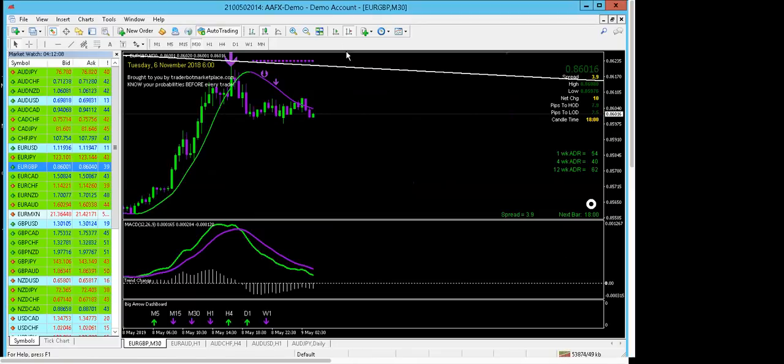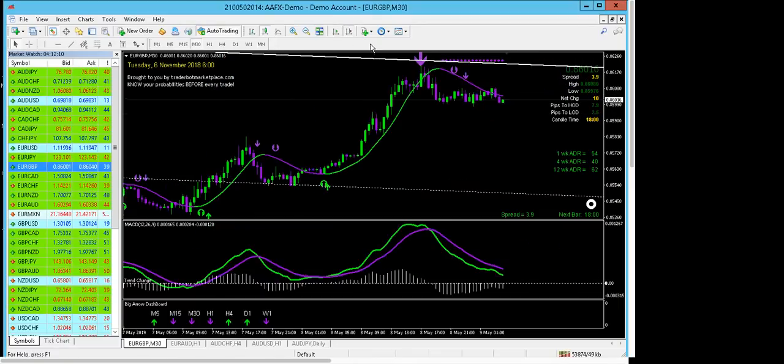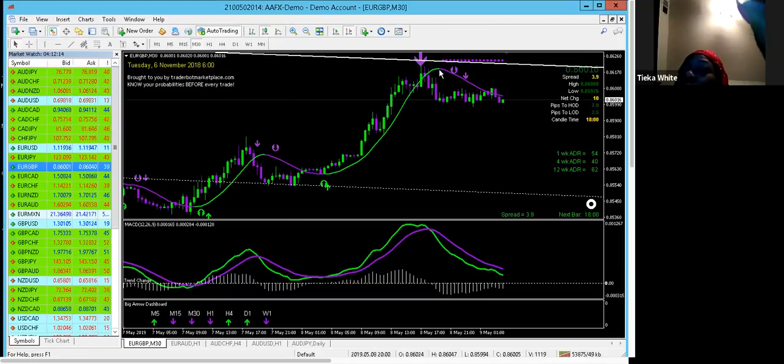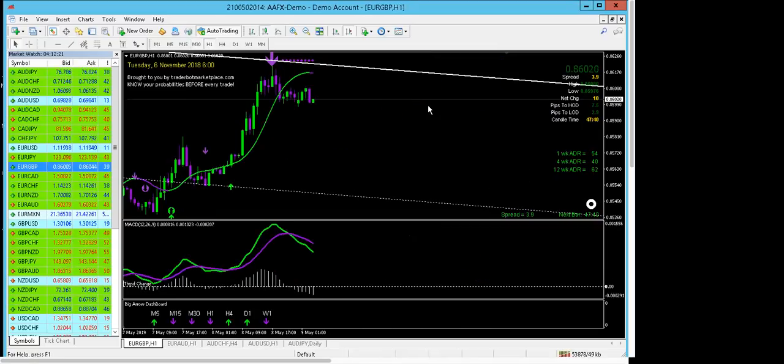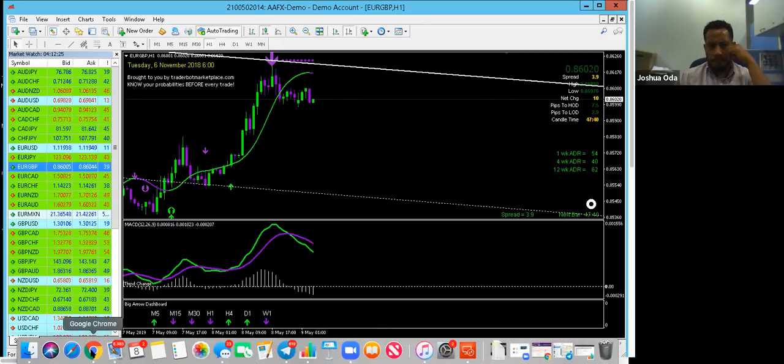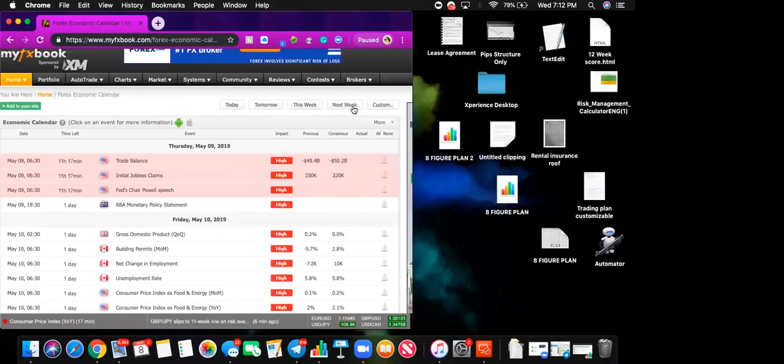Let's see. Wait for the chart to update. There we go. And we have that crossover on the 30. So this would have been a great time to enter, and it's done a nice pullback on the 1 hour. But you know why I don't think I want to take this trade? Because it's against the 4 hour?